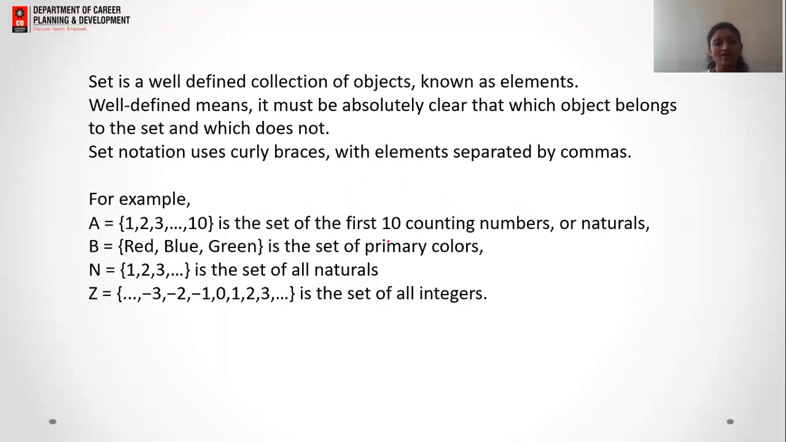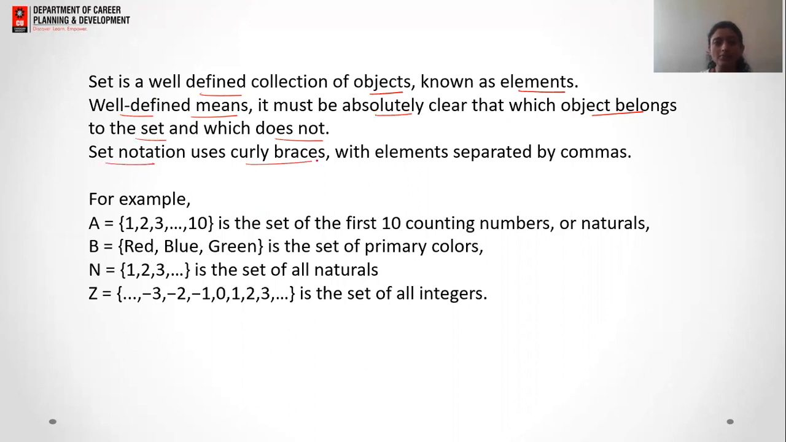So what is a set? Set is a well-defined collection of objects known as elements. It is a well-defined collection of objects which is known as its elements. Well-defined means it must be absolutely clear which objects belong to the set or which do not belong to the set. So what is the set notation?